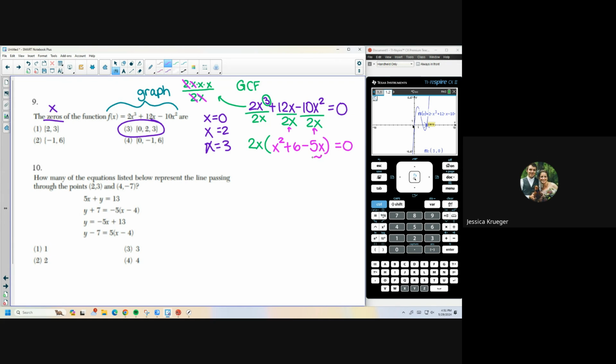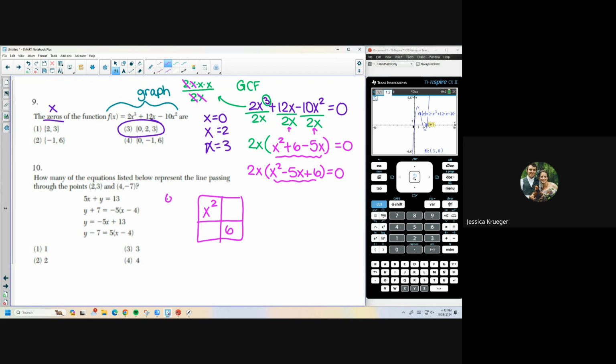I notice that this is not in standard form, so I'm going to go ahead and rewrite it in standard form. And now I can factor this. And that is a trinomial, so I'm going to have to try hard to factor it.